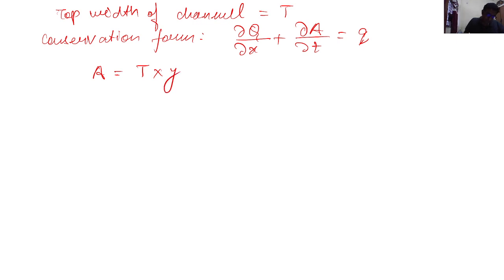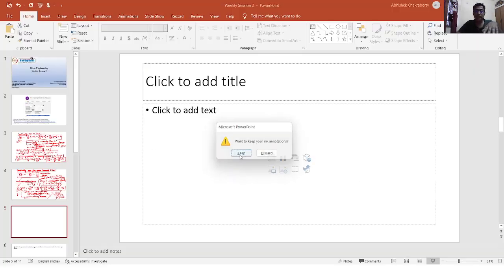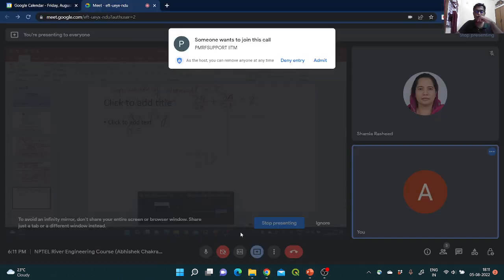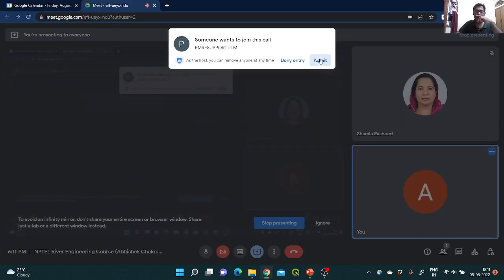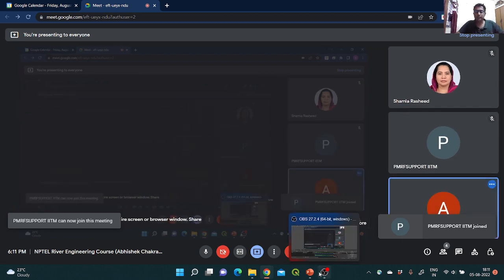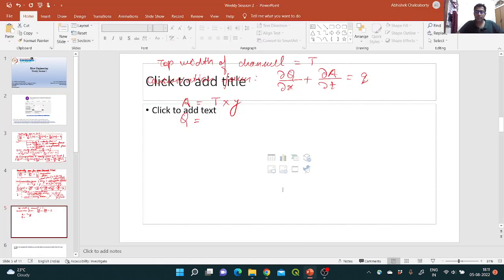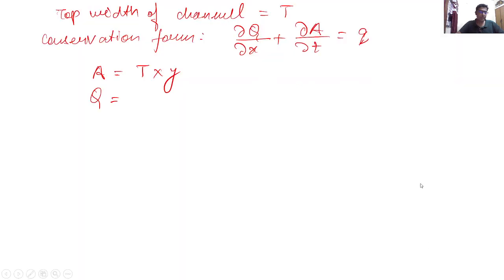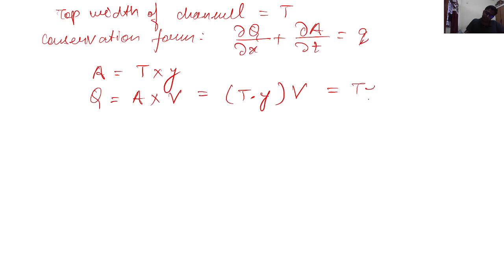Or the depth of the flow. And the discharge would be equal to the cross sectional area times the velocity. So the area would be T times y, as I had already discussed, times the velocity. So this would be T times y times V.